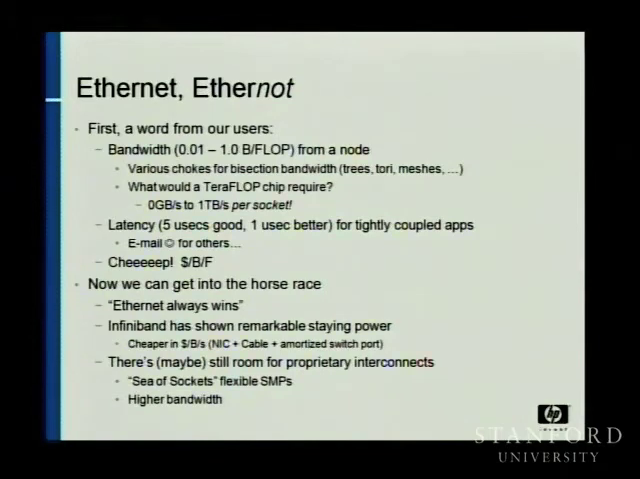So they want the cheapest possible interconnect they can get for a given bandwidth. We sort of already mentioned this, that Ethernet always wins. But if you look at the cost of a NIC, the cable, and your percentage of the switching structure, Infiniband is a lot less expensive.